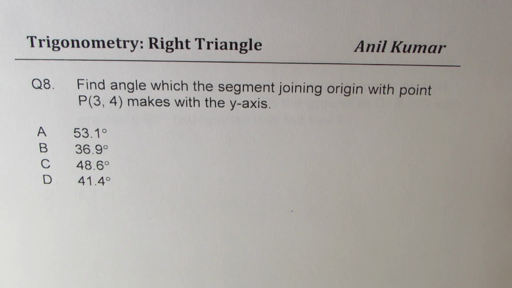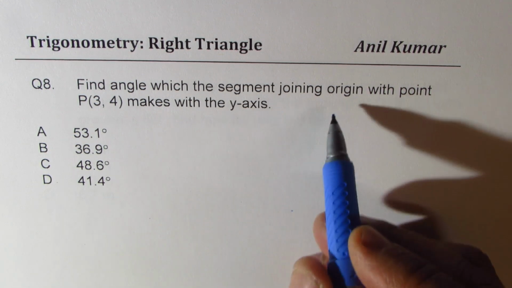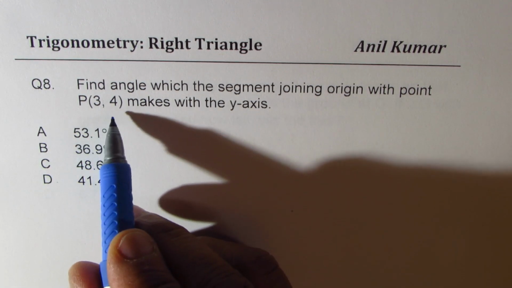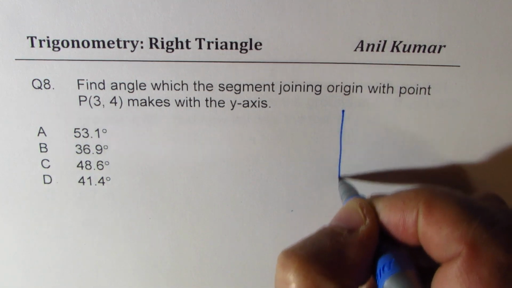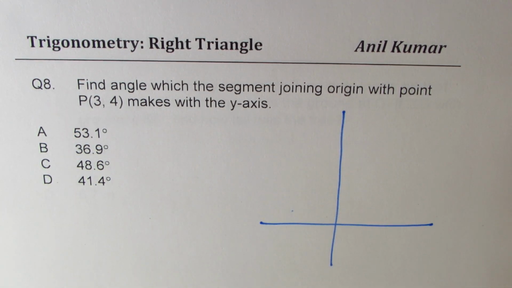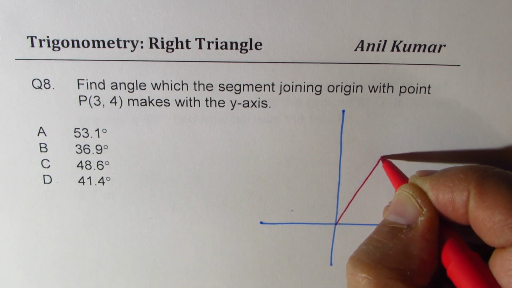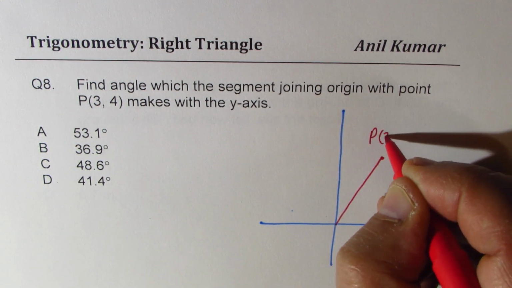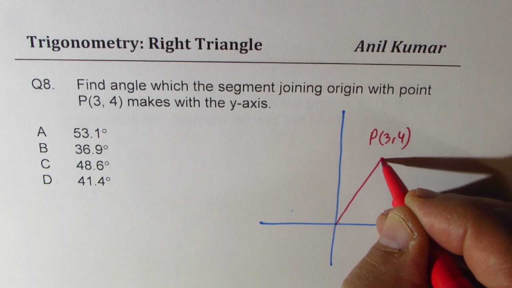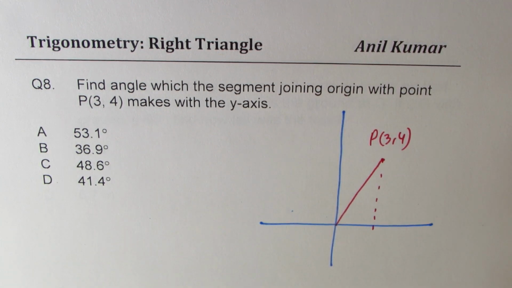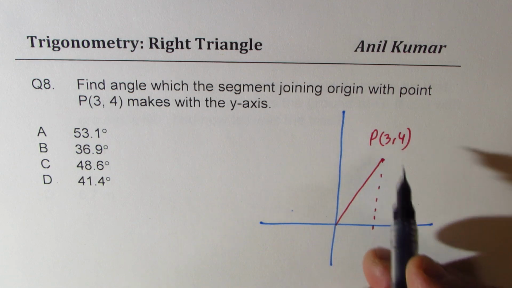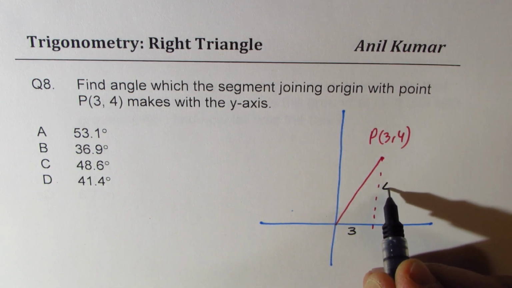Find the angle which the segment joining origin with point P (3, 4) makes with the y-axis. So let's sketch it. And let us say (3, 4) is some point here, right? So let's say this is the point P, which is (3, 4). Now what does that mean? (3, 4) means that the x value is 3, the y value is 4.